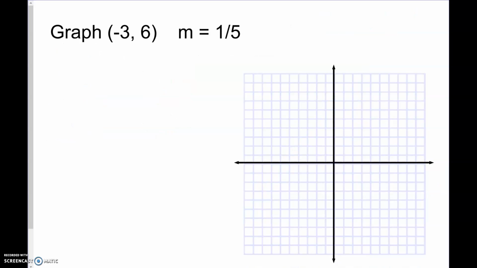All right, graphing. We have to be careful here when we graph and you do slope. You have to remember that they're opposites of each other. So this is x, this is y. This is your x-axis, this is your y-axis. So along x, we need to go 1, 2, 3 negative, and then up 1, 2, 3, 4, 5, 6. So this point right here is our negative 3, 6. This is where we're starting.